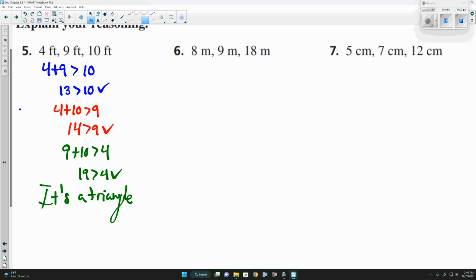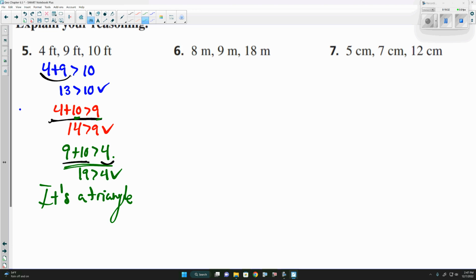Which one did we need to do? Which two made sense both times or didn't make a big difference? Why did we not really need to do this case? 10's already bigger than 9. How about here? Well, 10 and 9 are both bigger than 4. So we're really looking at the smaller two sides. Do they add together to be bigger than the largest? Well, then all we have to do, the other two should follow.